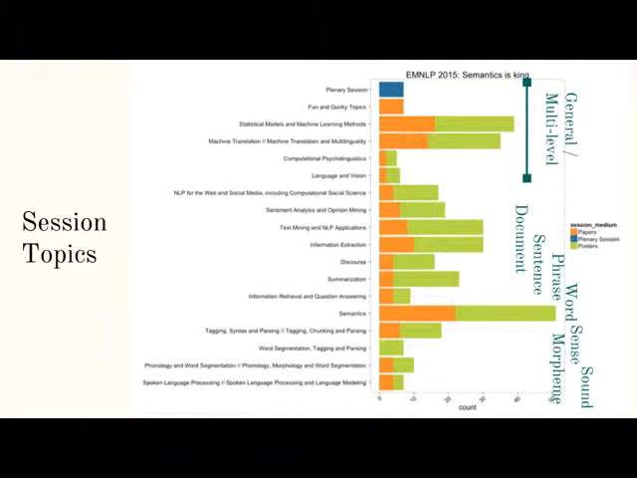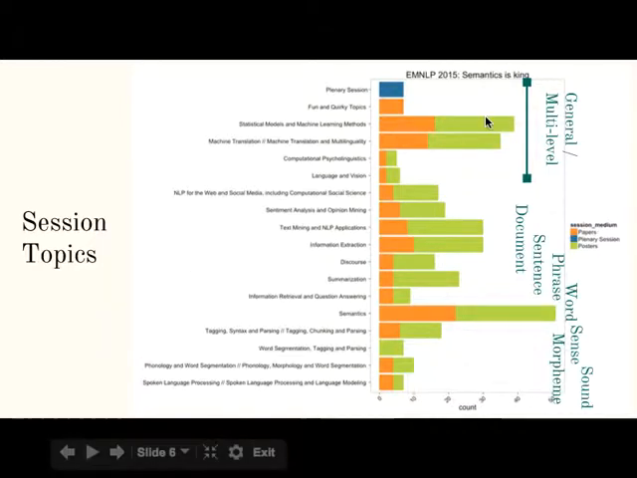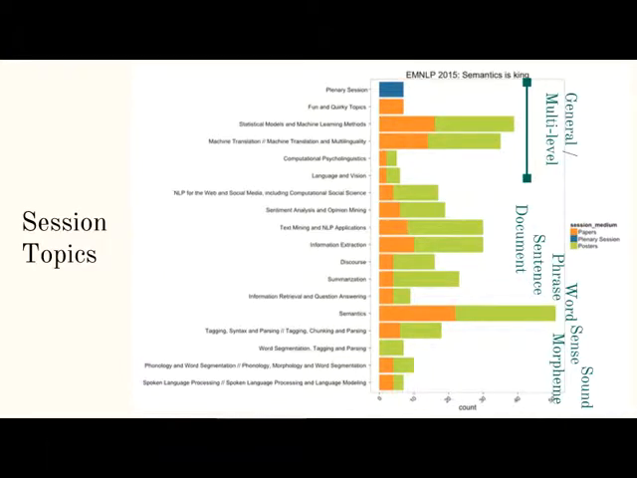and ask me questions about it later. But overall, we're looking at a field where semantics, this question of teaching machines meaning, is really, really important. And then the next two big topics are more generic and multi-level. Statistical models and machine learning methods are huge. Machine translation is a giant task, right? And one that applies at all sorts of different levels. So that's also a big research area of focus.